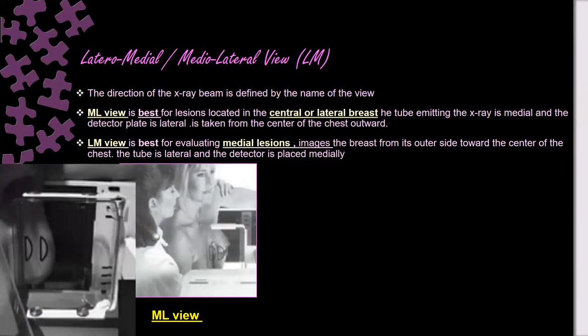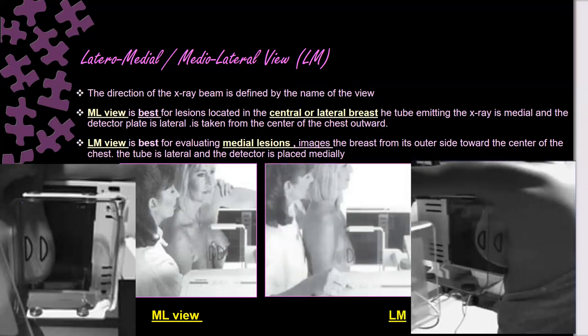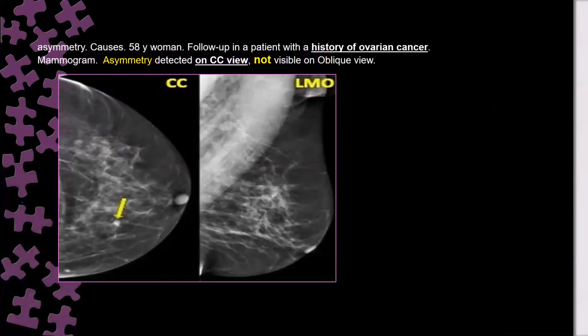And as we mentioned, it can be mediolateral when the detector is on the lateral aspect, like the mediolateral oblique, but here it is just up, down, straight, 90 degrees. The X-ray comes perpendicular, 90 degrees. But in the lateromedial, the X-ray comes from the lateral aspect, and the detector will be on the medial aspect of the breast. It depends on the lesion. If the lesion is in the central or lateral aspect of the breast, we'll do mediolateral. If the lesion is on the medial breast, we recommend lateromedial to be close to the detector.